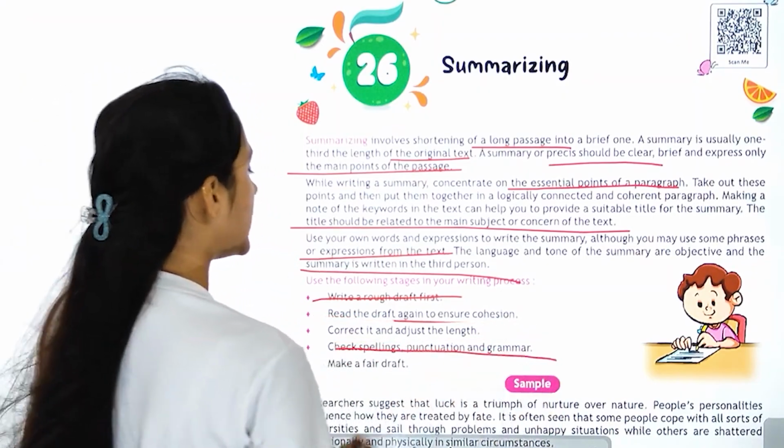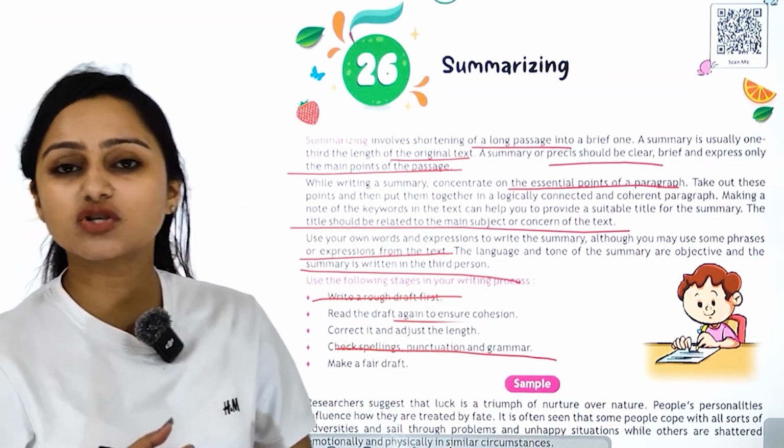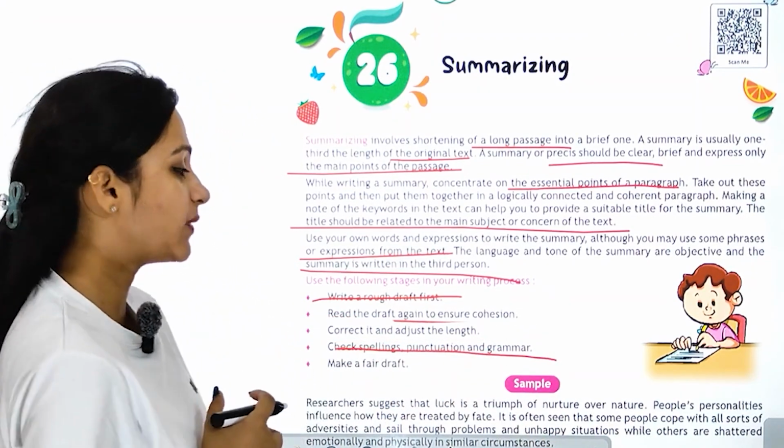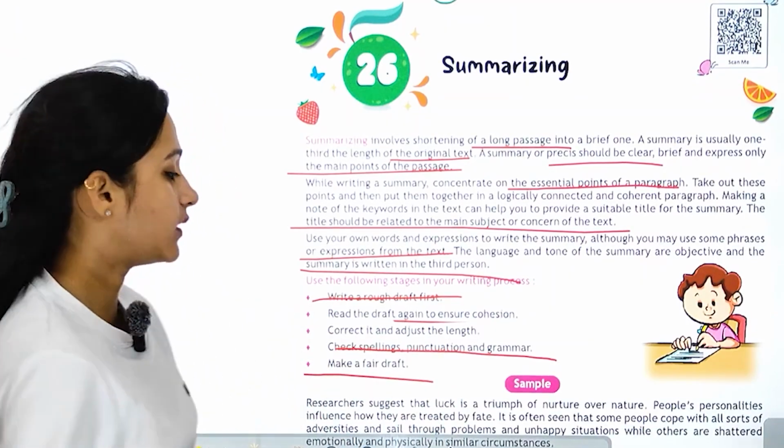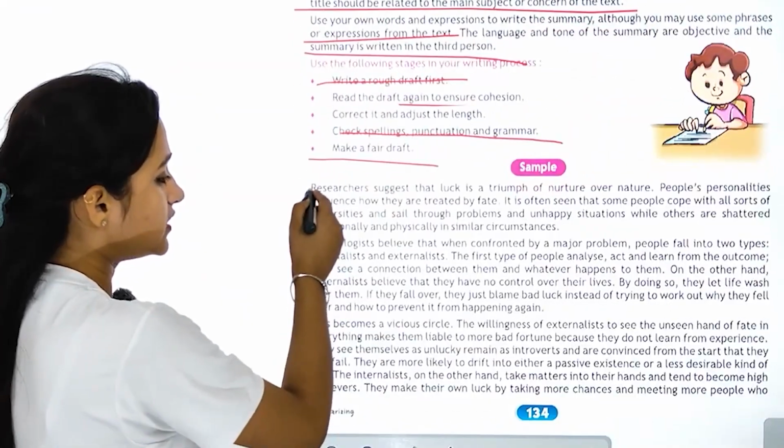Check the spellings, punctuation and grammar. आपको spellings check करनी है, punctuation marks check करना है और grammar check करनी है, grammatical errors ना हो उसमें. Make a fair draft. फिर आपको एक fair draft बनाना है. Here is a sample draft.